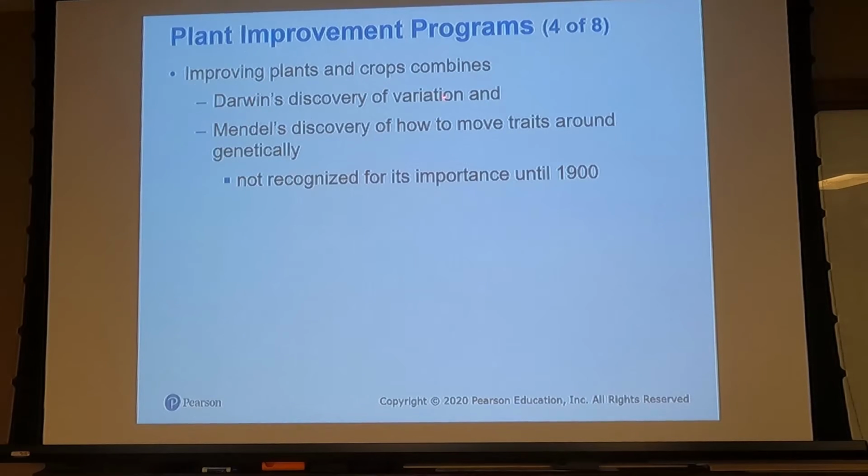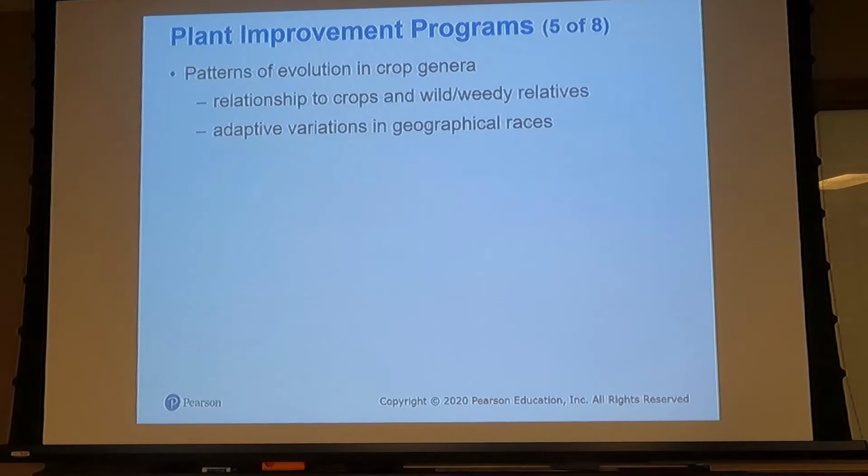So Darwin's discovery of variation, and then Mendel's discovery of how those traits move genetically. That wasn't really recognized until the 1900s. Mendel was just a monk who was studying peas, and finally they realized that there was something to that. They understand that there are patterns of evolution in the crop genera.